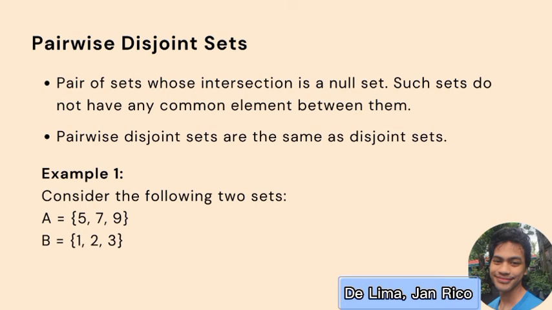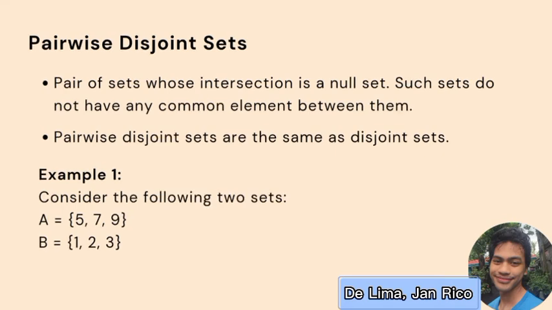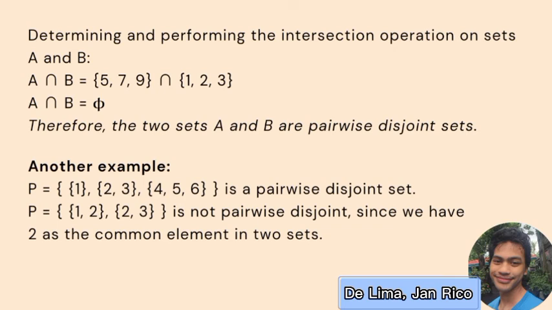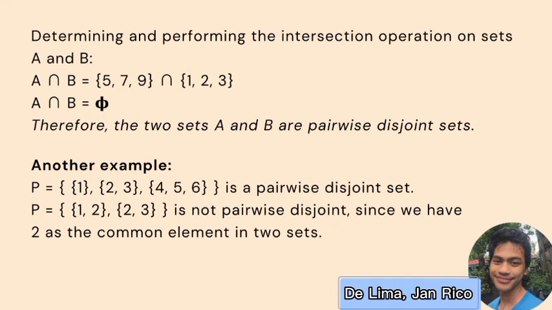Okay, we have here an example. Consider the following two sets, set A and B. Set A has the elements of 5, 7, and 9, and set B has the elements of 1, 2, and 3. Performing the intersection operation on sets A and B, set A has the elements of 5, 7, and 9, which, intersecting the elements of set B, which has the elements of 1, 2, and 3, would be equal to A intersect B is equal to the null or empty set. Therefore, the two sets, A and B, are pairwise disjoint sets.